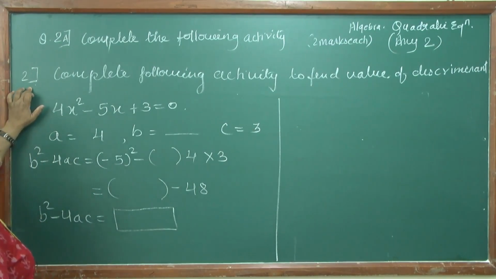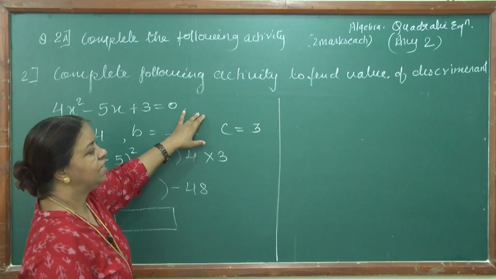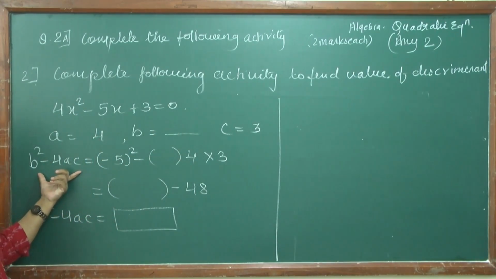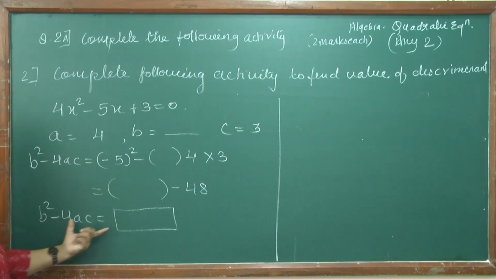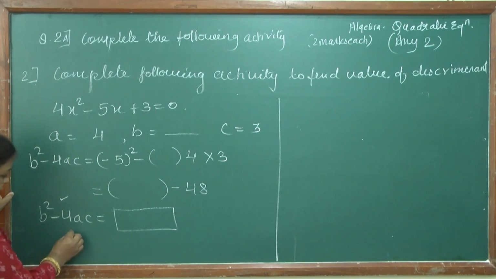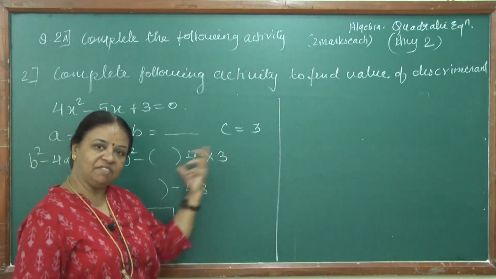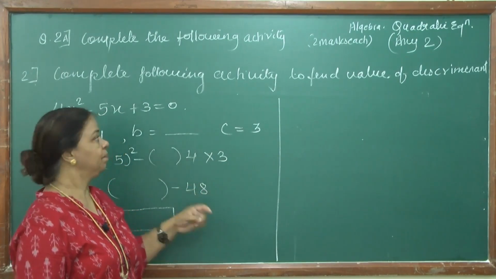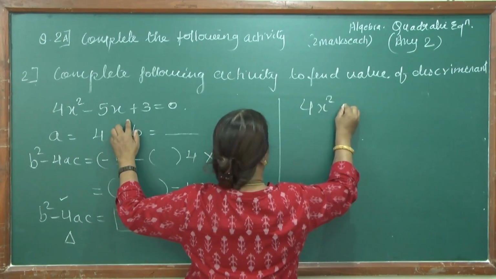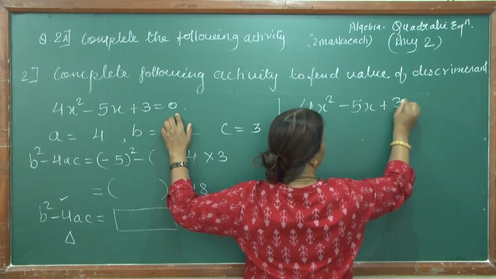Question number 2 of the activity. Complete the following activity to find the value of discriminant. What is discriminant? This value. B square minus 4ac value is known as discriminant, children. It is also denoted by delta. Now first I will solve it and then we will fill the activity. Okay. The equation is 4x square minus 5x plus 3 equal to 0.